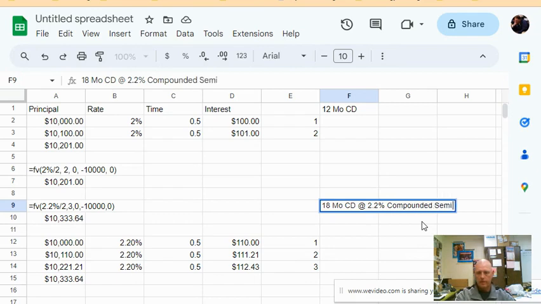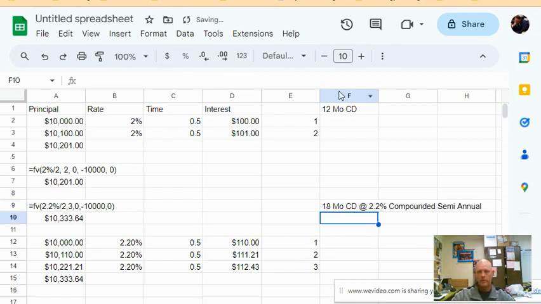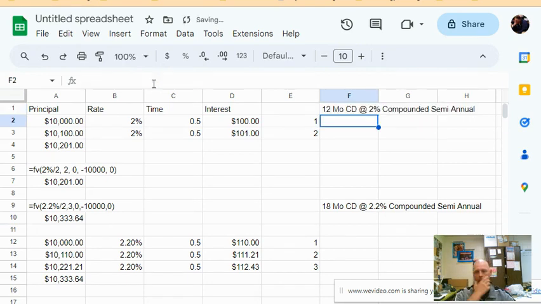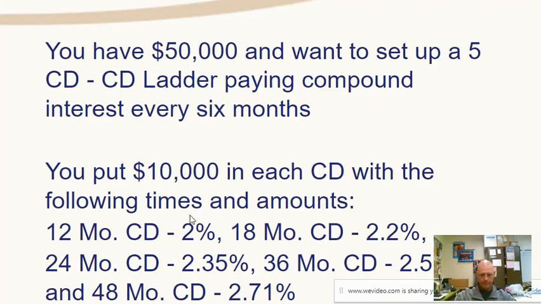Compounded semi-annual should probably go up here and say at 2.2% compounded semi-annual, and so on and so forth. Go ahead and do the math, hit pause on the video, and then go check your answers here. We got a 24, 36, and 48-month CD left.